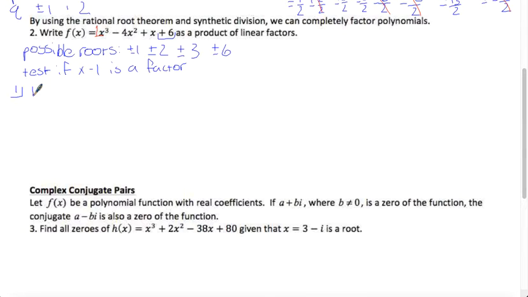So 1, -4, 1, and 6. Drop the 1 down. 1 times 1 is 1. 1 plus -4 is -3. -3 times 1 is -3. 1 plus -3 is -2. -2 times 1 is -2. And I got a remainder. So because I got a remainder, because the remainder is non-zero, x minus 1 is not a factor.